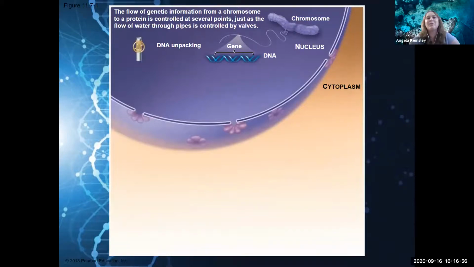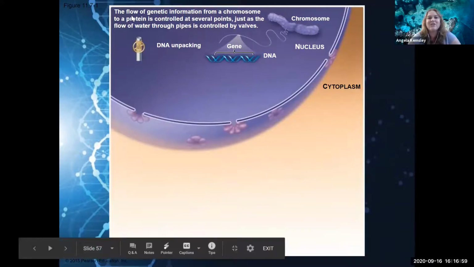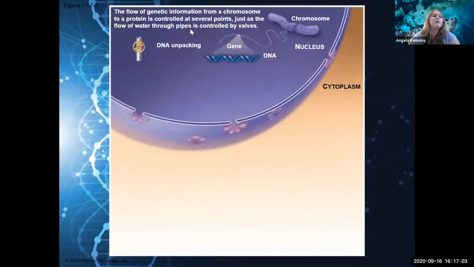Your book likes to point out that the flow of genetic information from a chromosome to a protein is controlled at several points. It's kind of like the flow of water through pipes is controlled by valves. If you take a look on the left, you're going to see these different valves which signal a control point. Right here at the very beginning, we have DNA unpacking. So we're here in the nucleus, we have our chromosome. Remember that DNA can be packed or unpacked in different densities. If it's tightly packed, that can affect gene expression, it can inhibit gene expression. So we have a control point there.